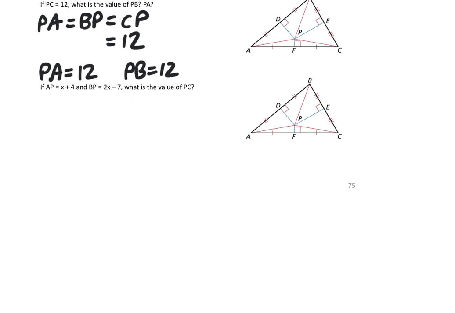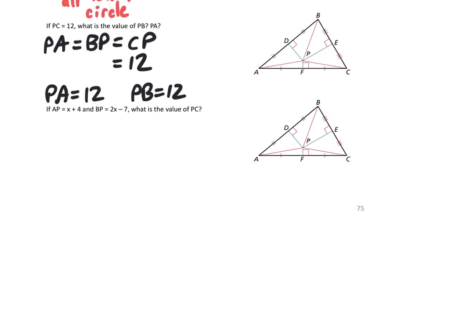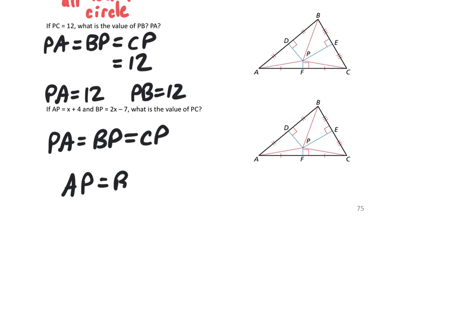This one here is very, very similar. Once again, it's the same picture. So once again, I can say PA is equal to BP is equal to CP. And it doesn't matter how you write it, PC, CP, whatever, okay? Now, they give me two pieces, AP and BP. And what we just said is that those two pieces are equal. We're not even talking about CP right at this moment. But what I'm going to do here is write that AP equals BP.